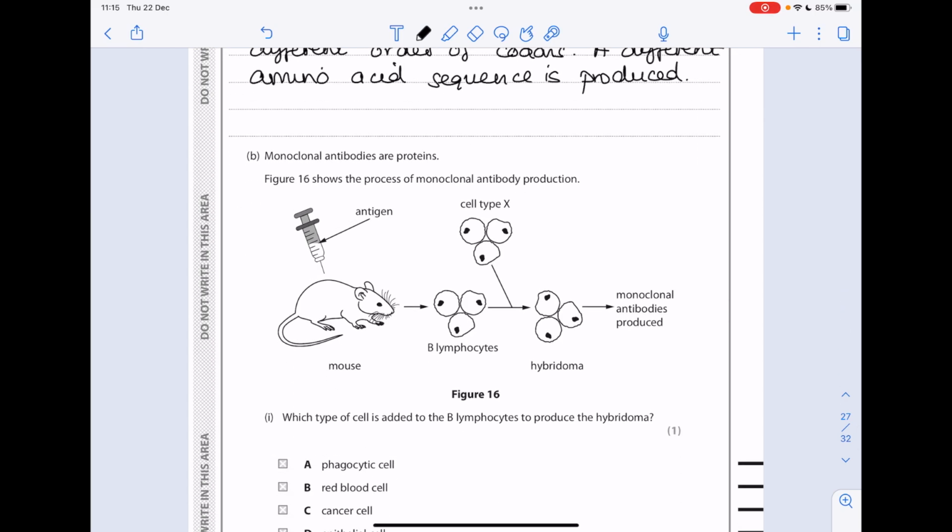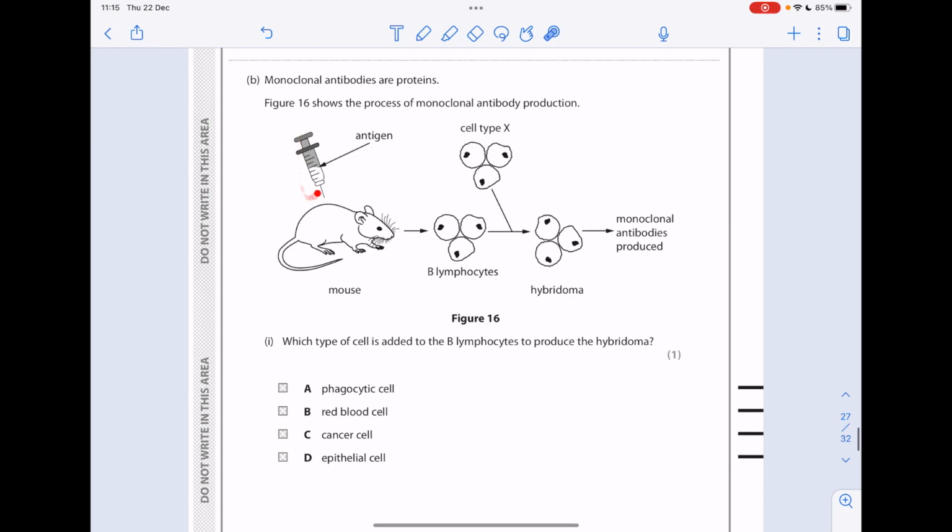Monoclonal antibodies are proteins. Figure 16 shows the process of monoclonal antibody production. So we have an antigen being injected into the mouse. The lymphocytes of the mouse produce antibodies that are complementary to that antigen. And then we form a hybridoma, which, remember, is a combination between a lymphocyte and a tumour cell or a cancer cell. And why do we do that? Because that cancer cell will replicate extremely quickly, producing large numbers of monoclonal antibodies.